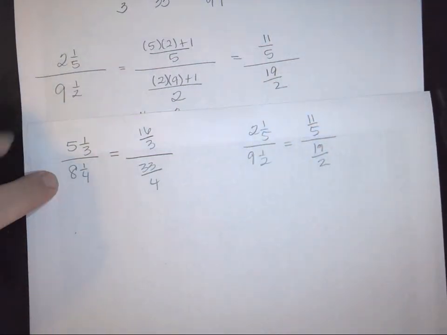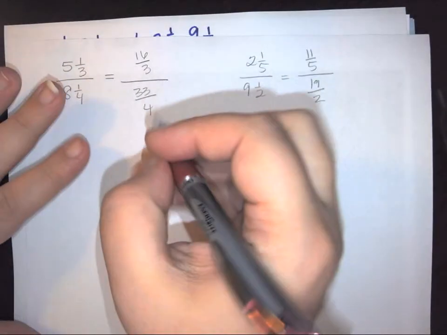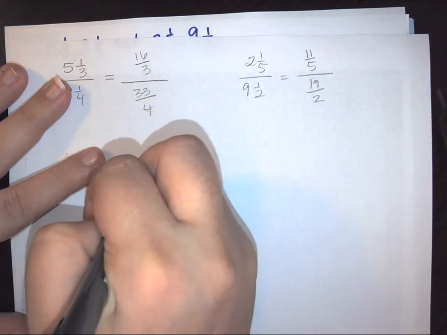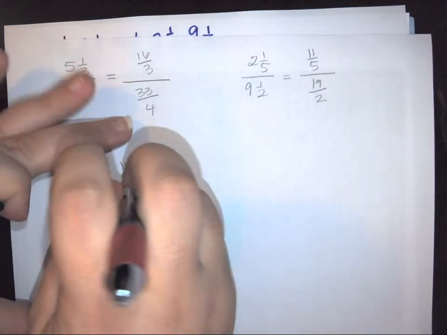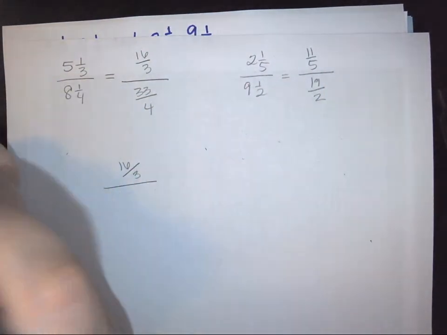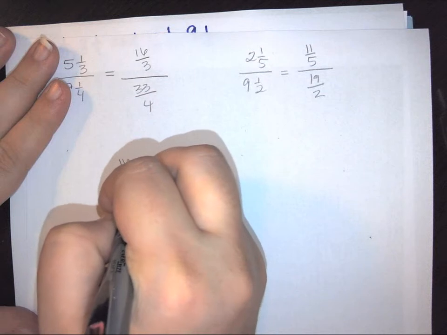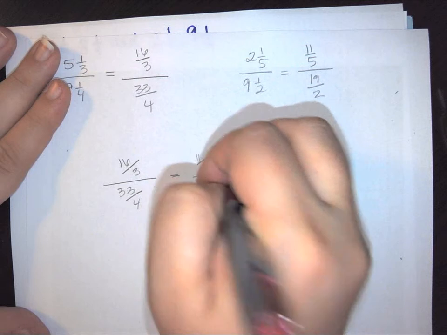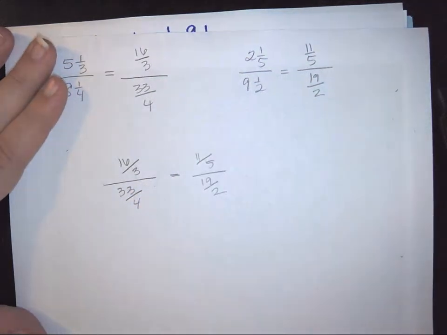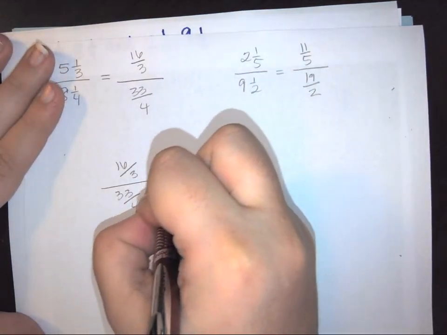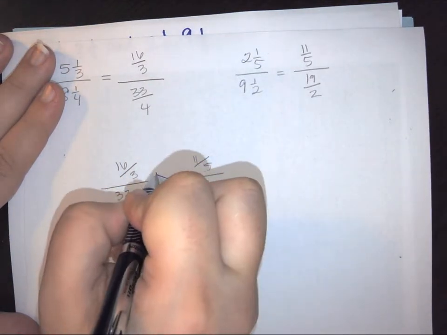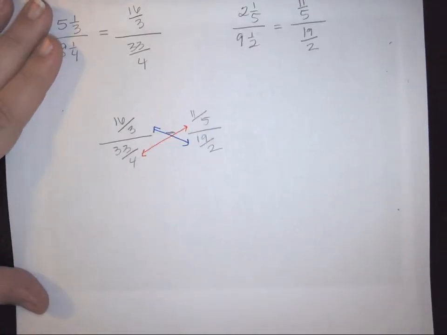So we could have stopped at this point instead of reducing both of these fractions down, and we could have set our proportion up there. Setting it up would have said we had 16 over 3 over 33 over 4, and this is supposed to be equal to my 11 over 5 and 19 over 2, and done our cross multiplication here. So notice these two fractions would have been multiplied, and these two fractions would have been multiplied.